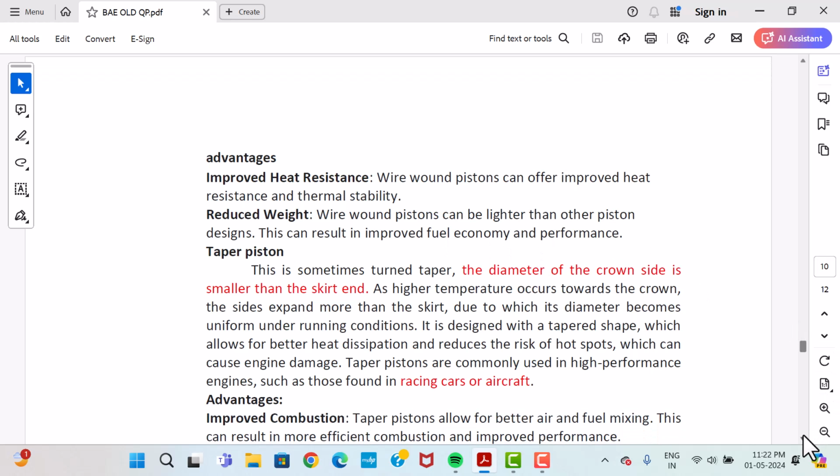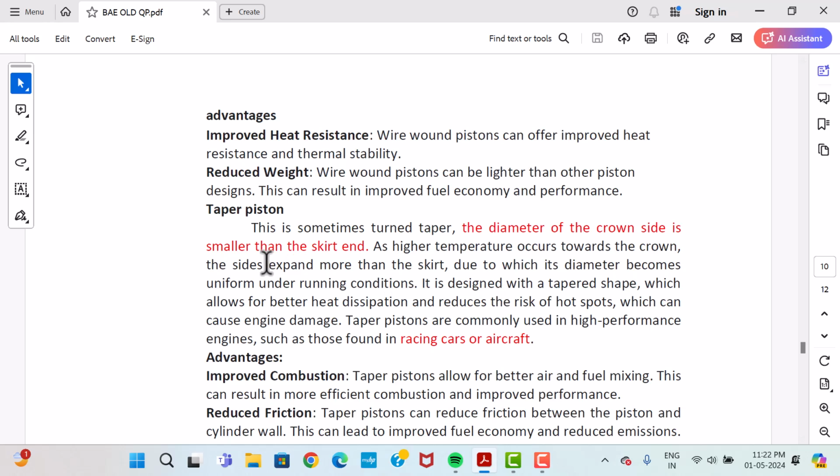So next is about the taper piston. The taper piston means the skirt diameter is different compared to the crown of the piston. At the crown, the diameter is a little less compared to the skirt. So that is why it is called a taper piston. What happens is when the engine is working, due to the high temperature, the top surface of the piston will slightly expand to suit the exact shape of the cylinder. That type of piston is called a taper piston.